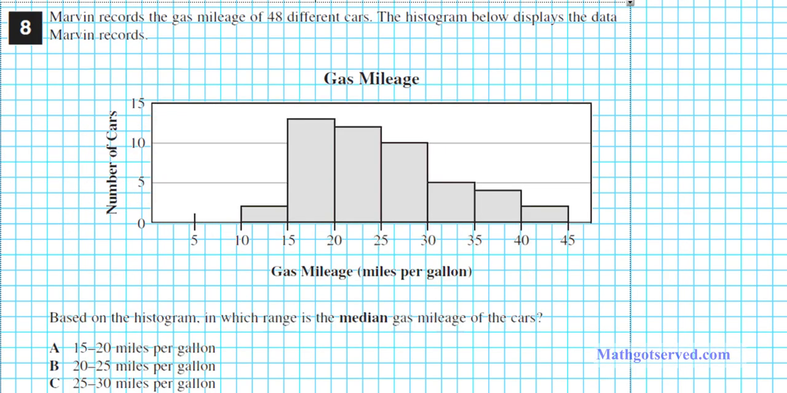Okay, now let's take a look at question number 8. We're told that Marvin records gas mileage of 48 different cars. The histogram below displays the data Marvin records. Based on the histogram, in which range is the median gas mileage of the cars? Okay?